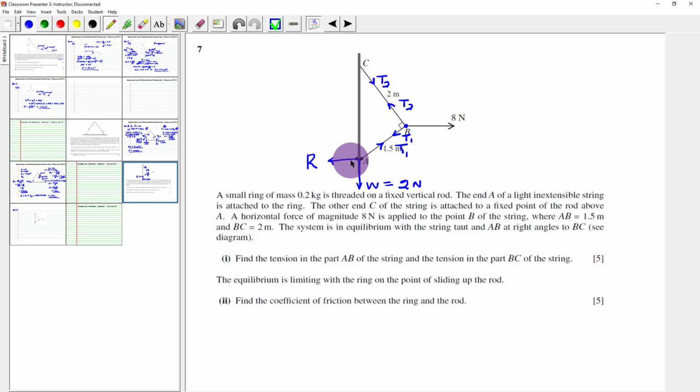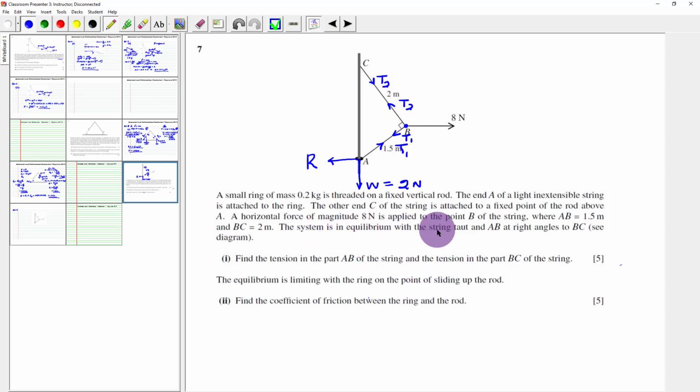I'm not sure whether this ring is about to slide. Yeah, we are told that the equilibrium is limiting with the string on the point of sliding up the rod. But even before we read this, they are assuming that we are able to solve part 1 with the information here without looking at this. So I don't really need the information from this point in order to solve part 1.